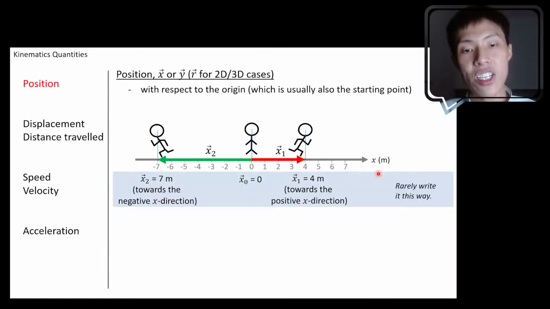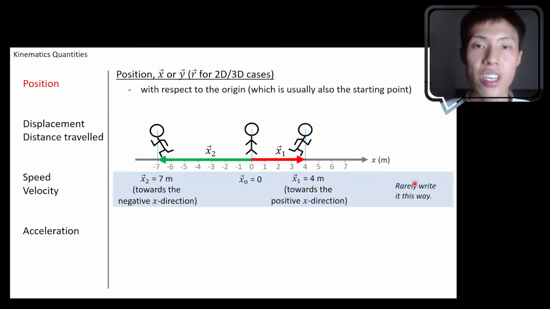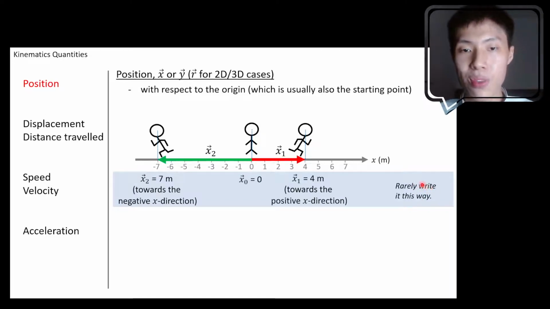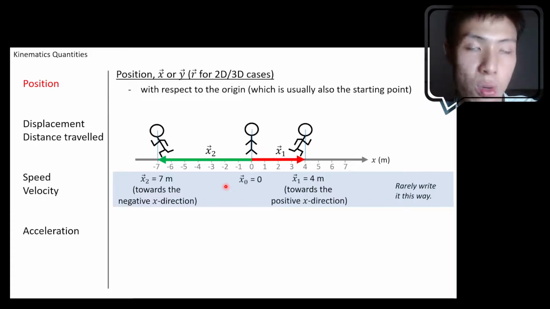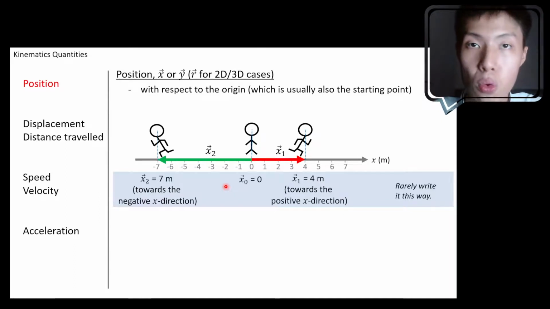But actually, since this is a vector form and we write the direction this way, it's quite rare that we really write things this way. Because when we want to take, let's say, x1 plus x2, it will be quite troublesome to add the direction together. But if you remember, if you want to sum up vectors, what do we do? We resolve them into components, right? That's why when we are doing kinematics questions, it's usually easier for us to write things in terms of components instead of the full vector.